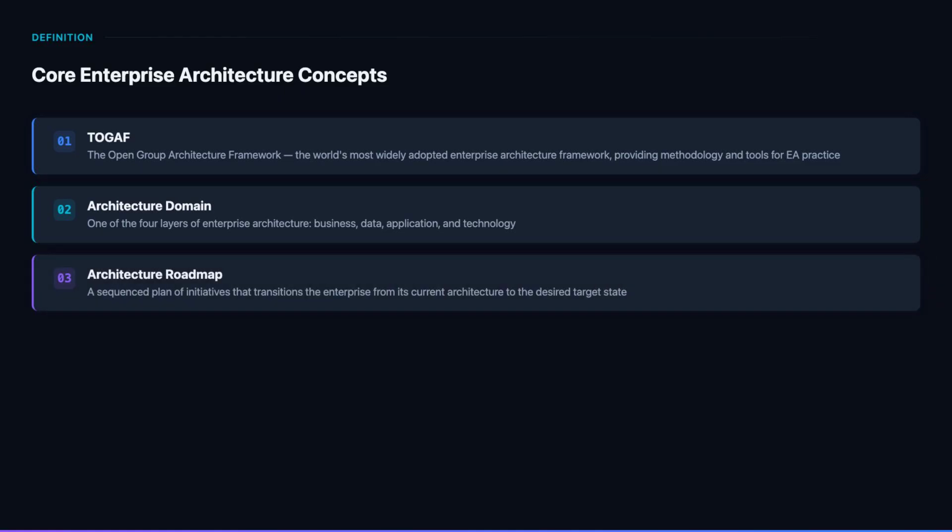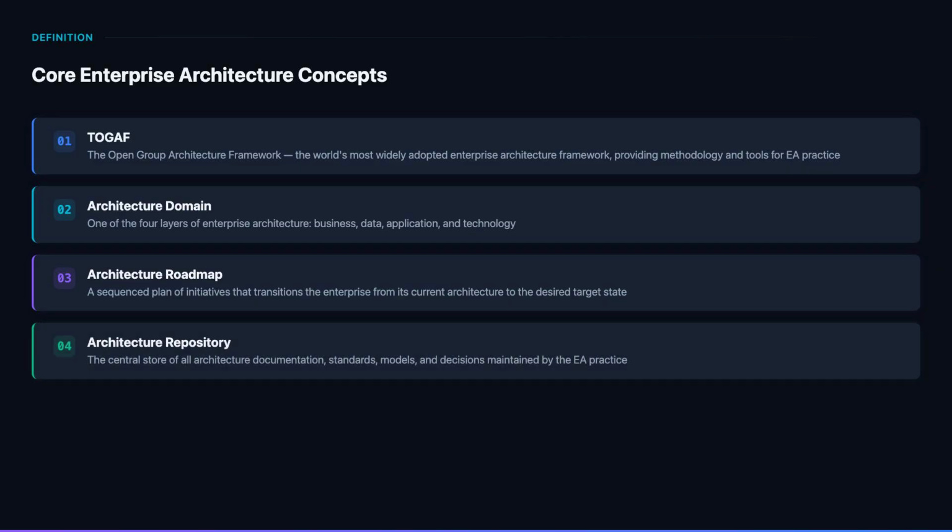The architecture roadmap is the bridge between the current state and the future vision. It identifies the capability gaps, sequences the initiatives needed to close them, and manages the dependencies between investments. Without a roadmap, architectural transformation becomes ad hoc and misaligned.